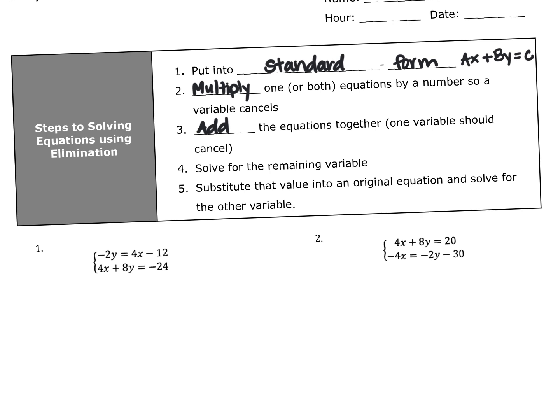Once you have one of them, x equals or y equals, and you have a number related to that x or that y, substitute that value back into the original equation and solve for the other variable. Okay, so that's pretty wordy. So let's see what this looks like in math terms.